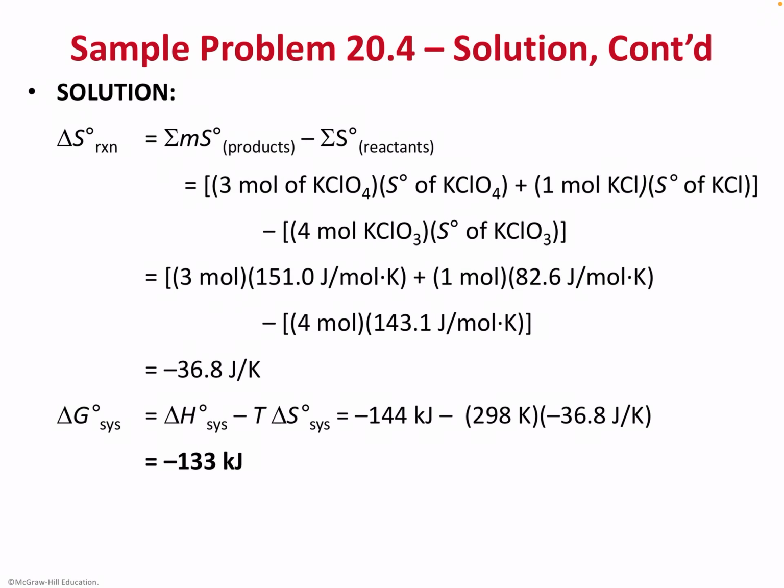And similarly, we can calculate the delta S naught of the reaction: the sum of all the delta S values for the products minus the sum of all the S naught values for the reactants. Taking into consideration the number of moles, products minus reactants, that is negative 36.8. Now that we found the delta S values and the delta H values, we can use the equation delta G naught of the system equals delta H naught minus T delta S.